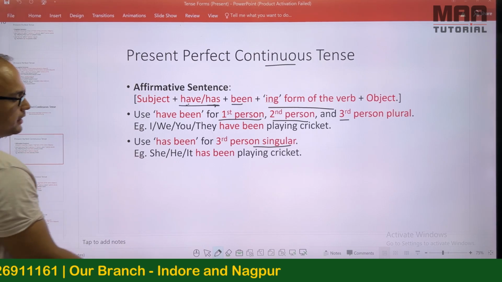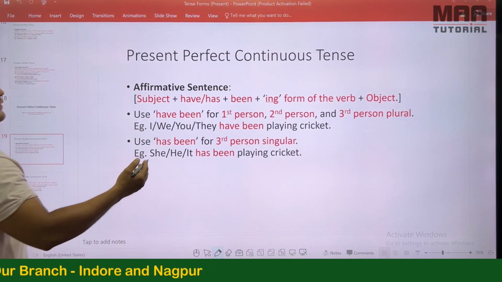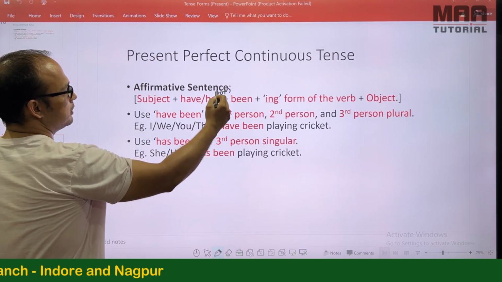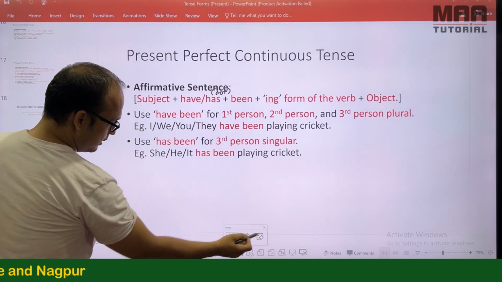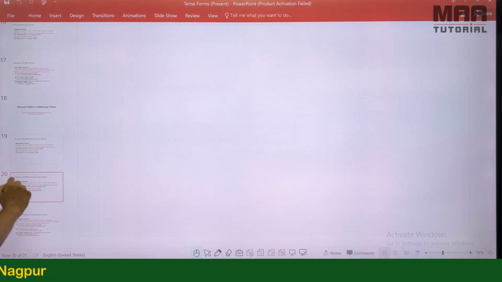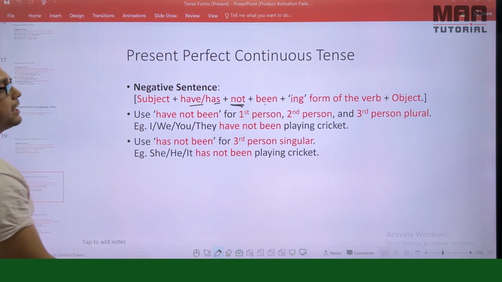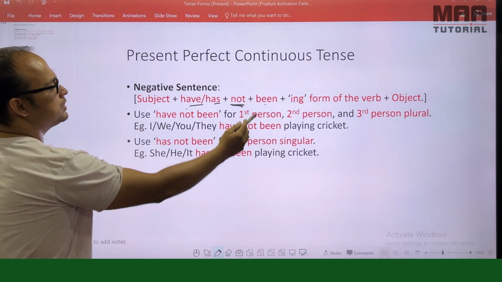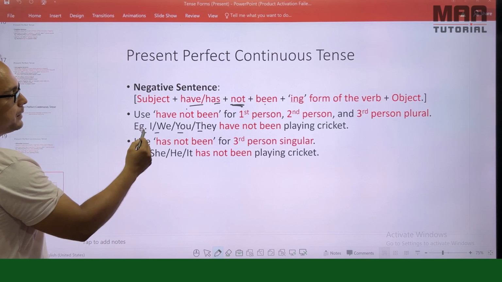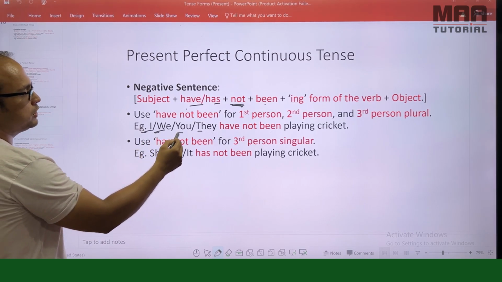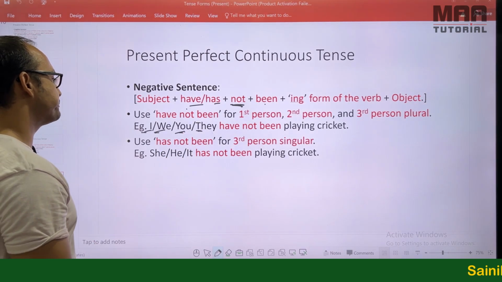And similarly, as with the previous tenses, if you want to make it a negative, all you have to do is add a not. Has not been, between the has, have, and been, as you will see in a minute. See the negative structure. There is a not, adverb of negation, between has, have and been. Everything else is same. Have is used for first person singular plural, second person singular plural, third person plural, I, we, you and they. So you'll remember I is first person singular, we is first person plural, you is same for second person singular and plural, and they is third person plural.